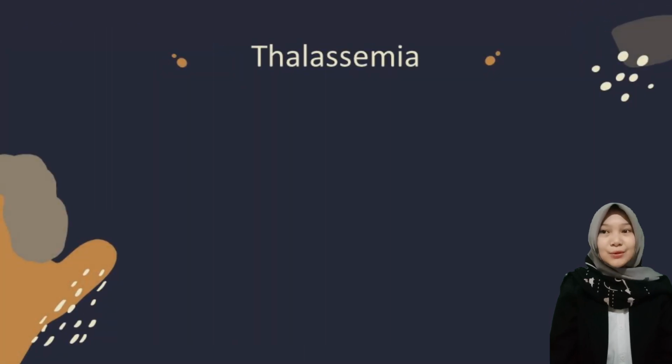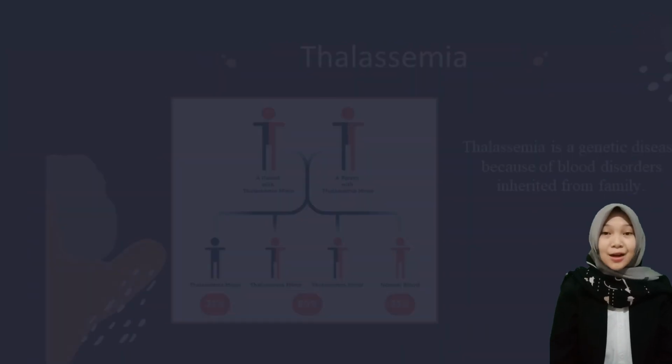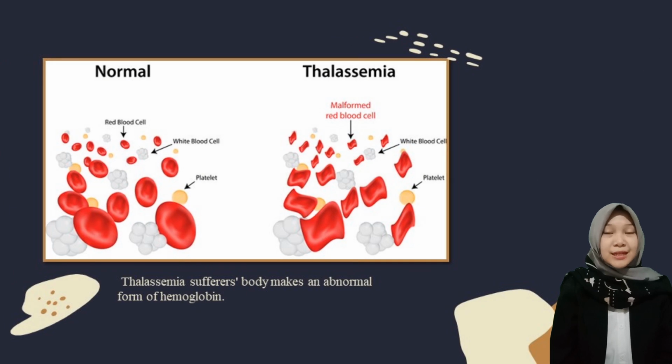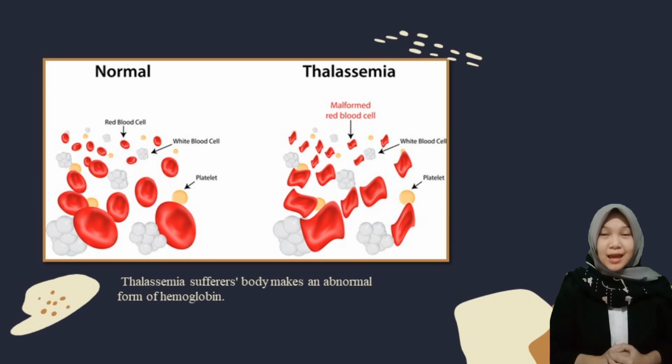So now I want to explain about thalassemia. Thalassemia is a genetic disease of blood disorders inherited from family. The cause of thalassemia is mutations in the DNA of cells that make hemoglobin. As you can see in the picture, a thalassemia sufferer's body makes an abnormal form of hemoglobin, and the result is a deficient amount of hemoglobin.